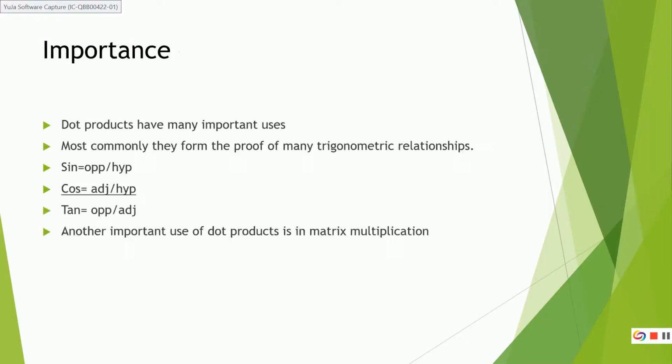The importance is that they have many uses. Most importantly, as we've seen, they are used quite widely in other quantum equations and postulates, as we've seen in the previous presentations, and they also form the proof behind many of the trigonometric relationships that we would learn about there. As I demonstrated, the cosine is adjacent over the hypotenuse. That's possible because we can say the dot product is equal to the magnitude times the angle. It's also used in matrix multiplication.